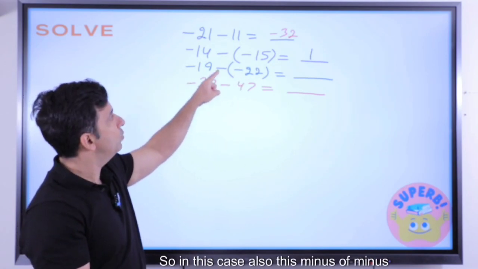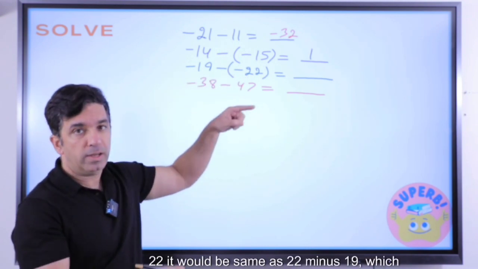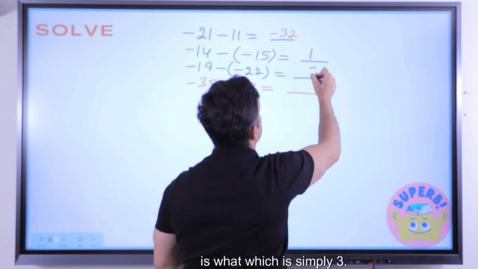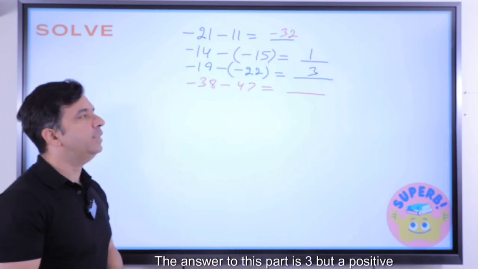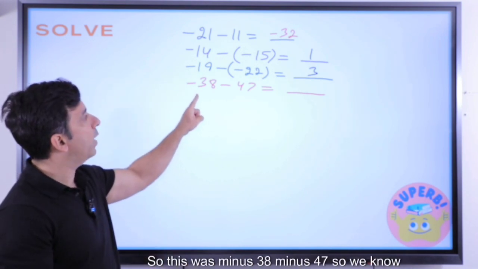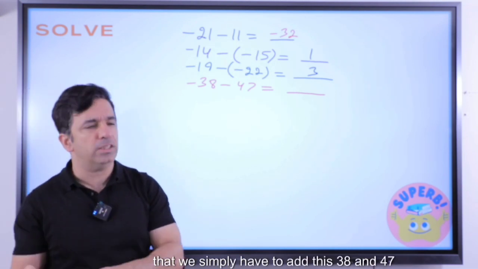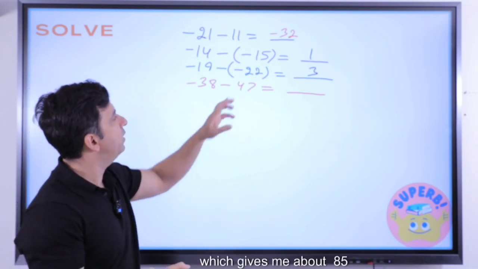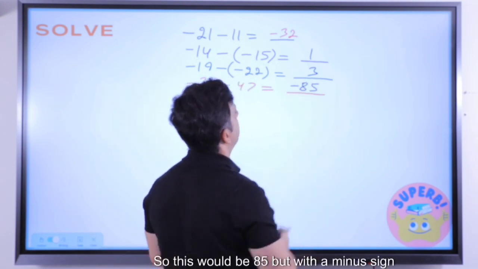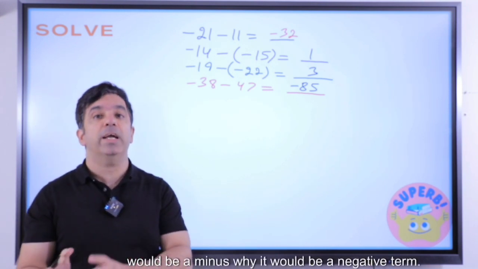Now comes minus 19 minus 22. In this case also minus of minus becomes plus. So it would be minus 19 plus 22. It would be the same as 22 minus 19, which is simply 3. So the answer to this part is a positive 3, which was again very simple. Now this was minus 38 minus 47. So we simply have to add 38 and 47, which gives 85. So this would be 85, but with a minus sign. And we know the reason why it would be a negative term.